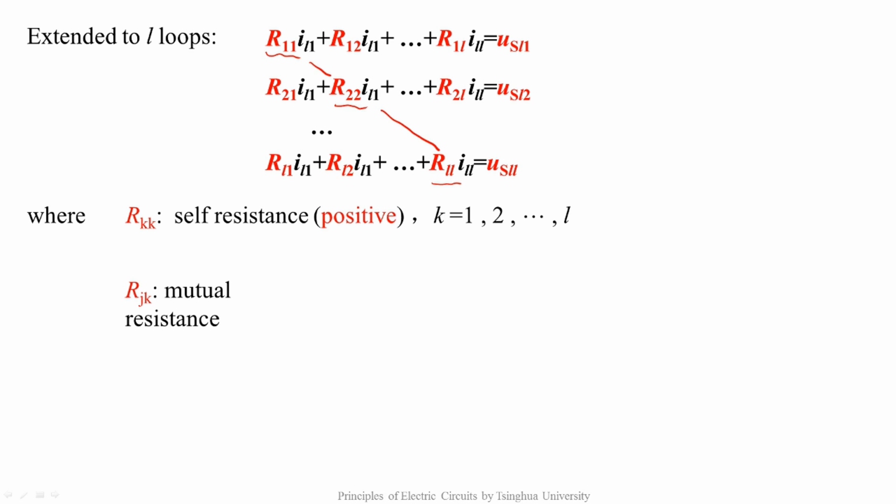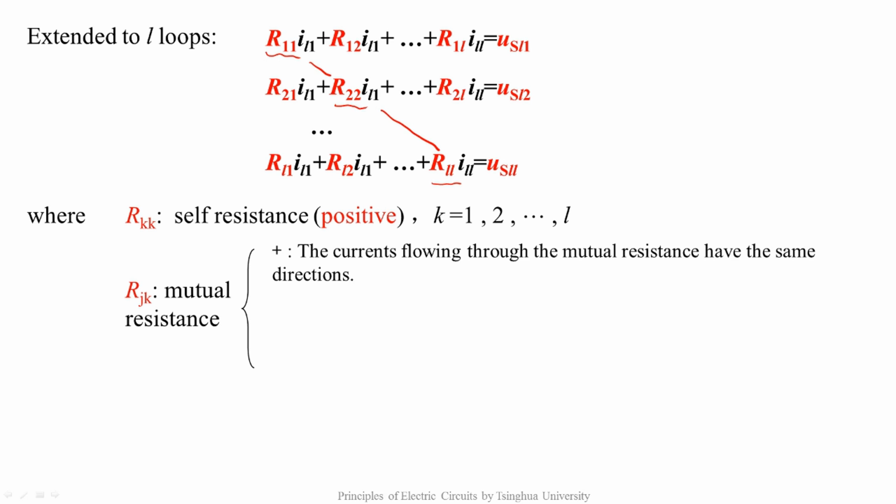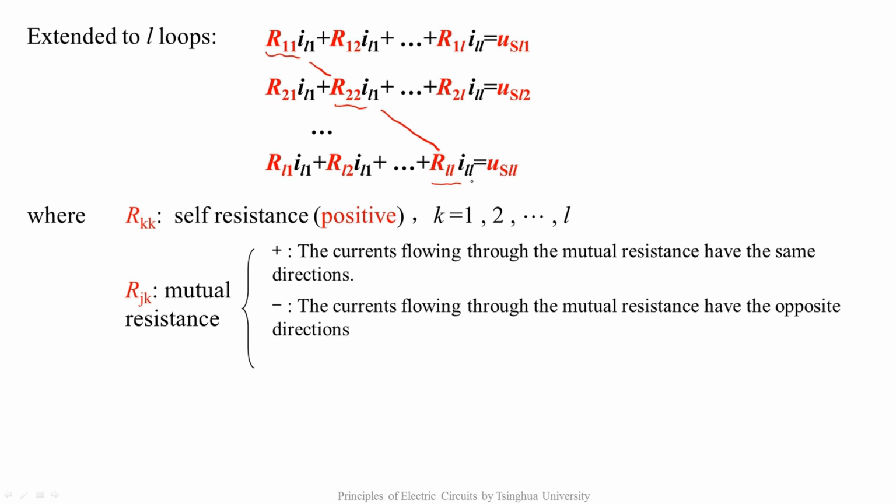Different from the mutual conductance in the node voltage analysis, which is always a negative value, there are several possible values of the mutual resistance. If the loop currents flowing through the mutual resistance are in the same direction, the mutual resistance is positive. And if the loop currents flowing through the mutual resistance are in opposite directions, the mutual resistance is negative. Of course, if two loops have no common resistance, their mutual resistance should be 0.